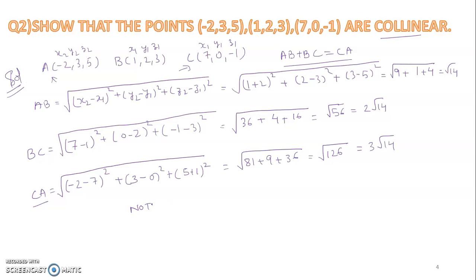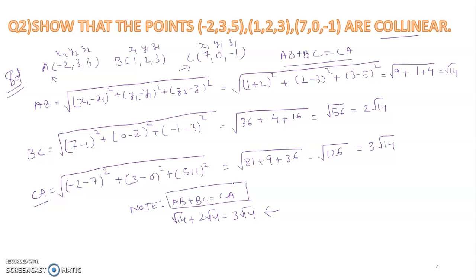See, note: AB plus BC is equal to CA. So AB is root 14. What is the value of BC? 2 root 14. What is the value of CA? See, add this: 2 plus 1 is 3, 3 root 14. So verified. Are you following, students? This is verified. So in this way you will solve the question.